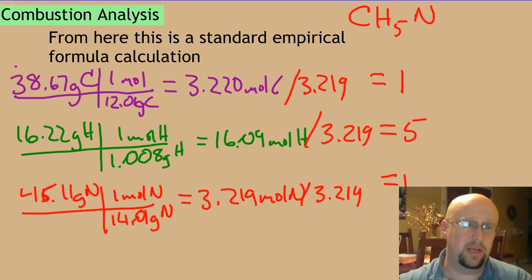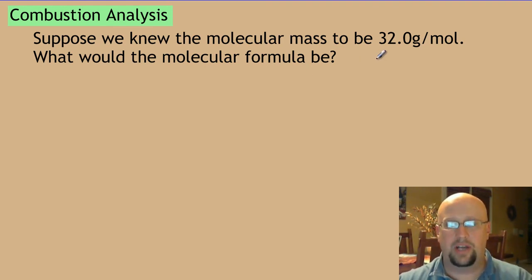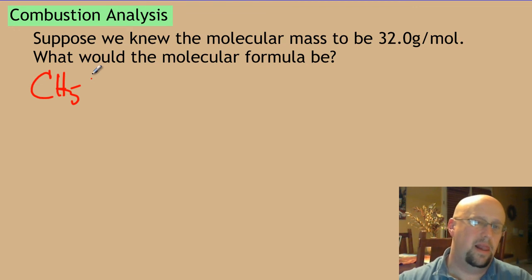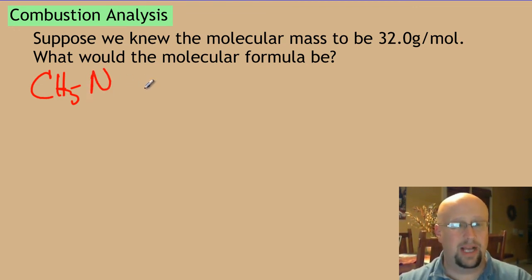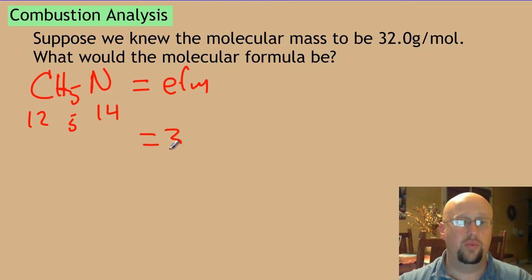Now we could take that one step further. We could have been asked what would actually be the molecular formula. And so in that case, if we knew what the molar mass was, we could then calculate what the molecular formula was. And so remember, the way we do that is we take that empirical formula that we had, and we're going to calculate the molar mass of that. Remember that that would be the EFM. Okay, so 12, 5, because 1 times 5, and then 14. And so we add all this up together, and that's going to give us 31 grams per mole.